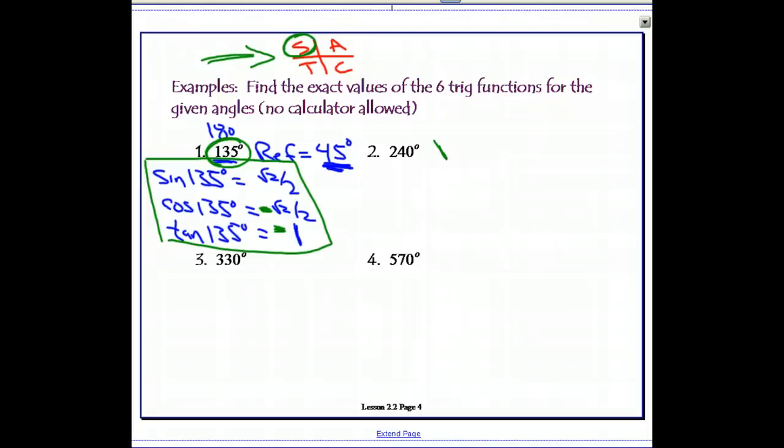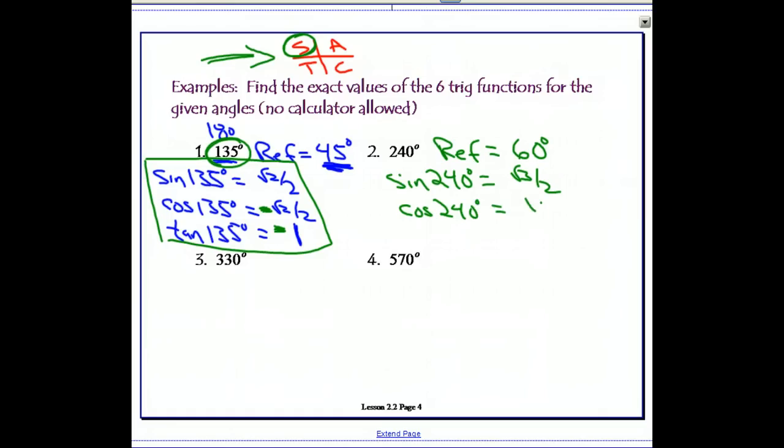All right, 240. What's your reference angle? I think our reference angle looks like 60 degrees. That sound right? Because I take off 180. So what's the sine of 240 degrees? Same as the sine of 60 degrees. Square root of 3 over 2. What's the cosine of 240 degrees? Same as the cosine of 60 degrees. 1/2. So it's nice if you have that chart memorized, and all you need in that chart is 0, 30, 45, 60, and 90. What's the tangent of 240 degrees? Same as the tangent of 60 degrees. Square root of 3.